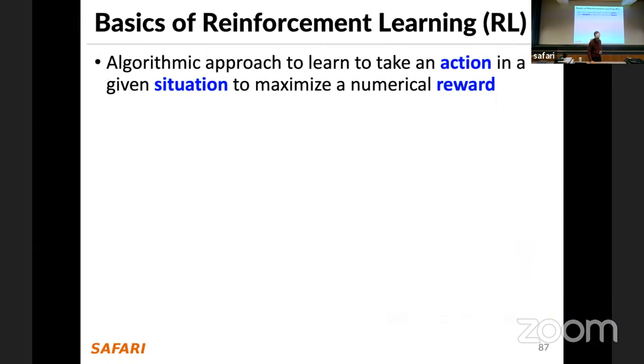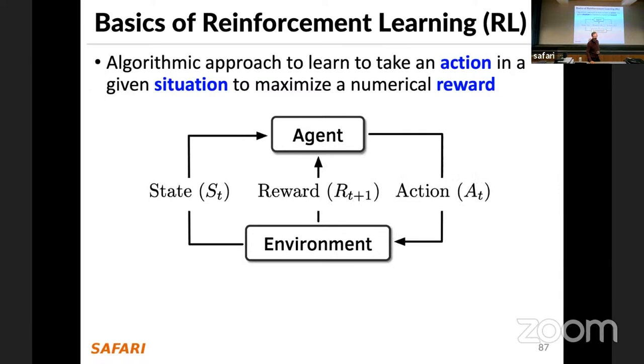So we've seen reinforcement learning earlier, so I'm not going to go through this. Basically, you have an agent interacting with the environment. In a given state, it takes an action and receives a reward. And over time, it tries to maximize its long-term reward by picking the best action in a given state. That's the idea.